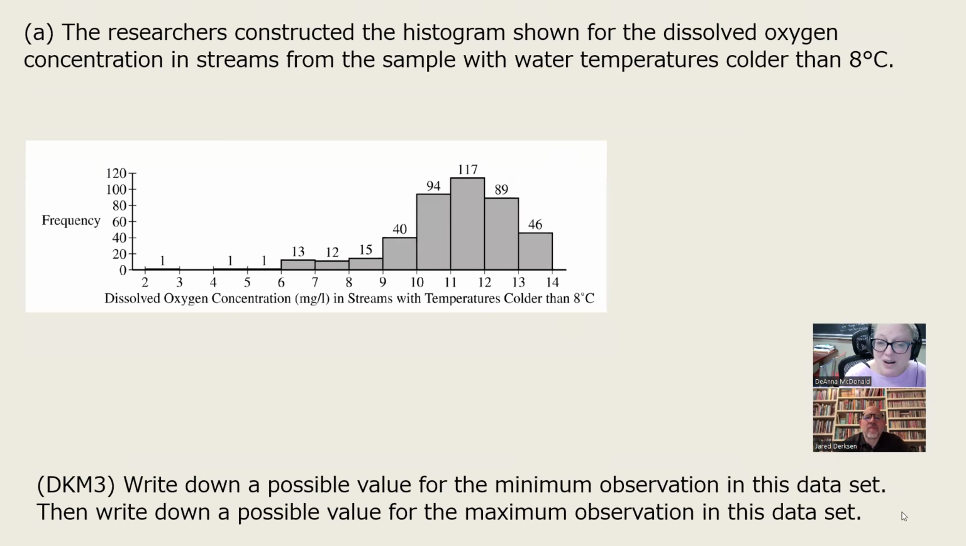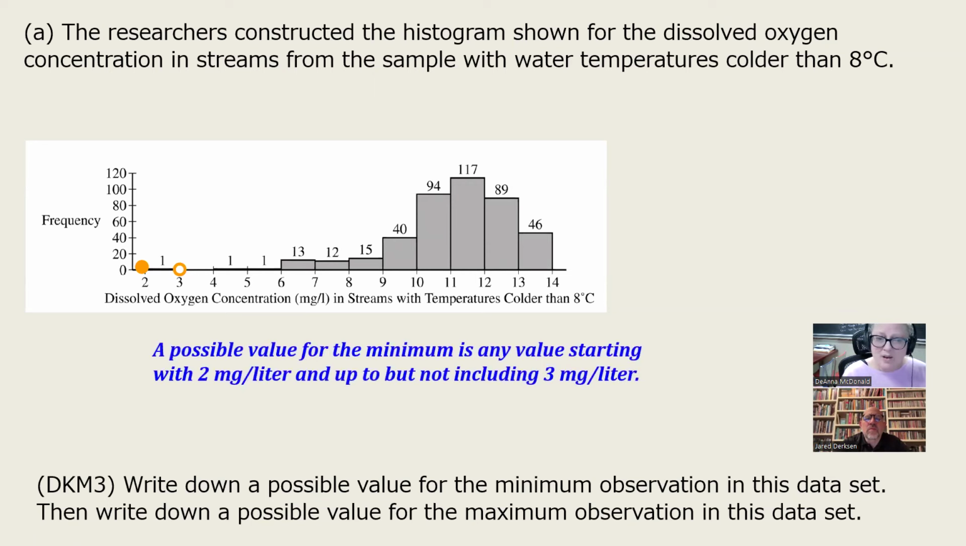So here's how I decided to do this. All right. I want to remind you that this is a histogram. And the way that the histogram's convention goes is that the right-hand endpoint is a closed endpoint of each bin, and the left-hand endpoint is an open endpoint. So your lowest value should be somewhere between 2 and 3. You can use 2, but you can't use 3. So a possible value for this minimum is any value that you wrote down, starting with 2 and up to, but not including 3. So if you wrote down 3, that would be incorrect.